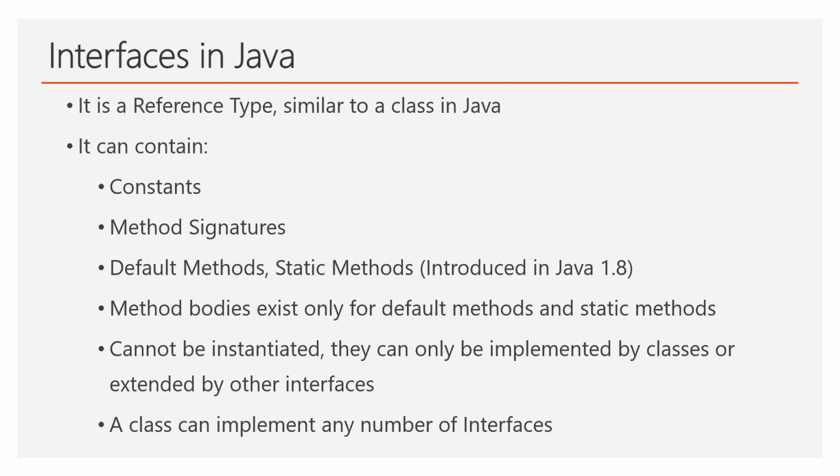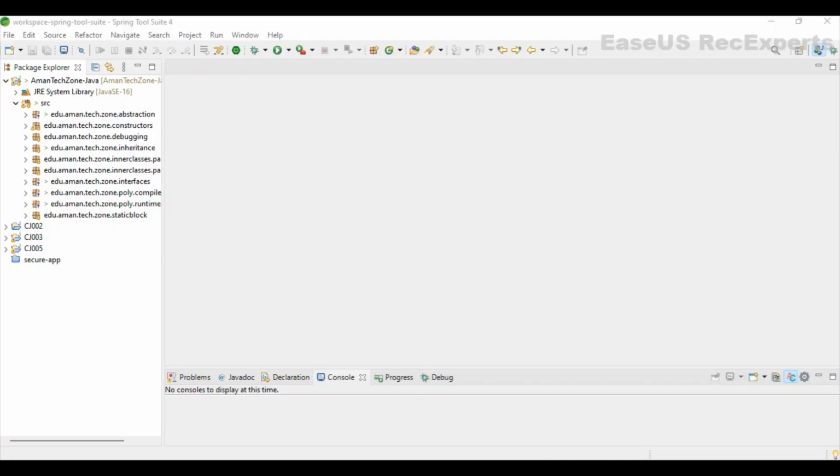We cannot instantiate the interfaces. They can only be implemented by classes or extended by other interfaces. A class can implement any number of interfaces. Now let's see how we can create interfaces in Java.